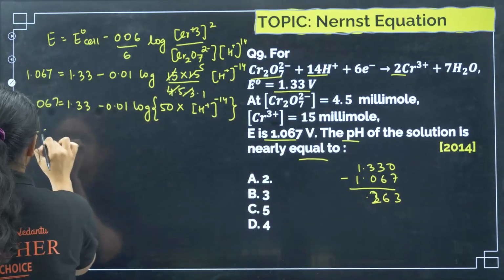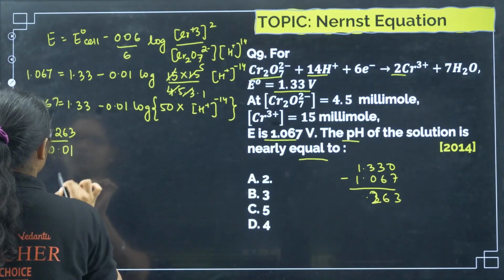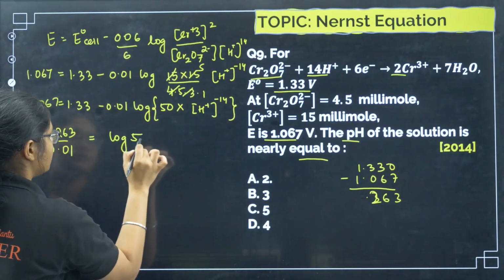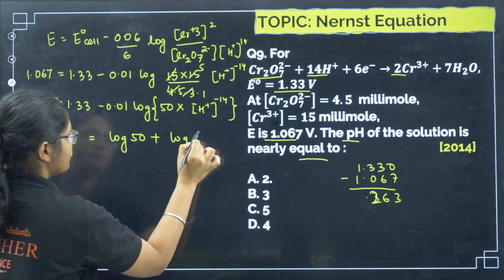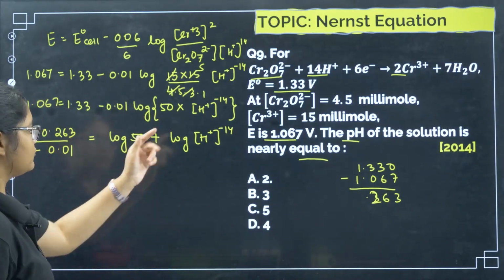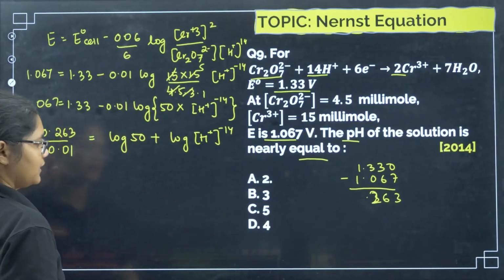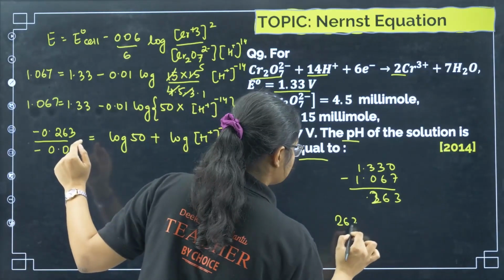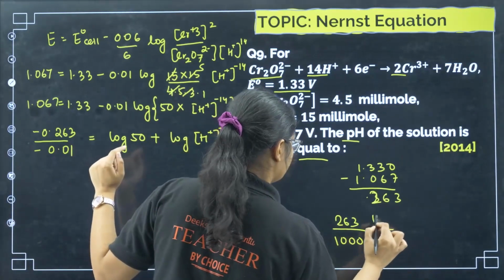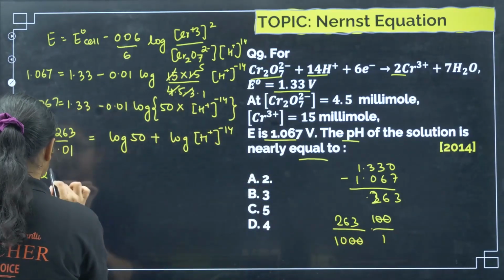So that is minus 0.263 divided by minus 0.01, which is equal to log of 50 plus log of H plus to the power of minus 14. Log A into B is log A plus log B. Now this one will be equal to what? 26.3, I can write it like this: 263 divided by 1000, and on this side I have 1 by 100. So I will get 26.3.